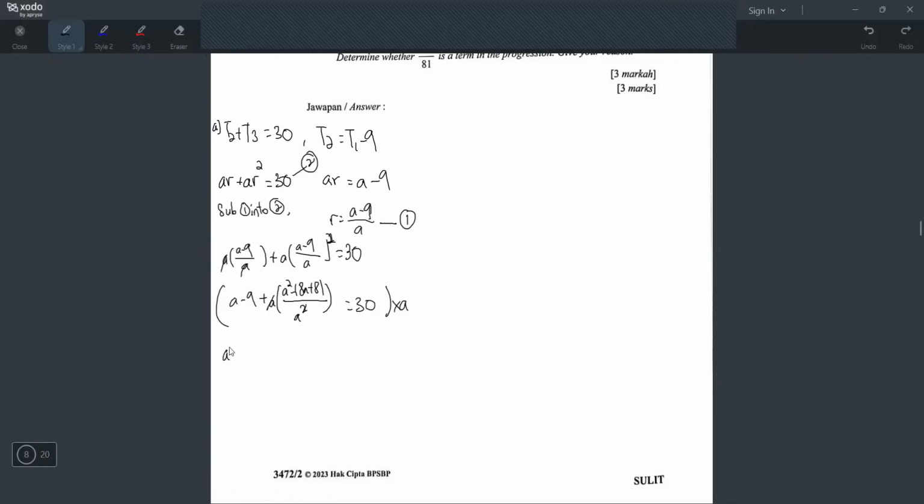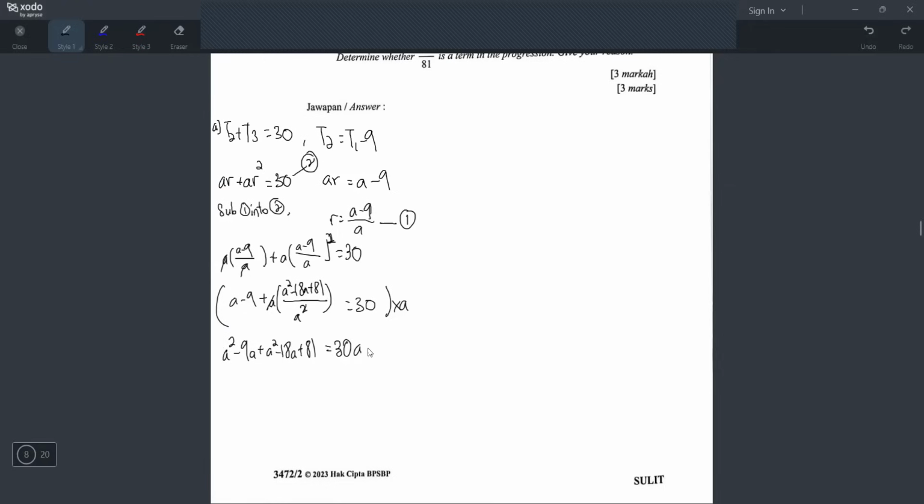So the a here will become a square, the 9 here will become 9a, and when you take this whole thing times a, the a and a can cancel. So whatever is at the top, you just write it down, 18a plus 81, like this, right? And then the 30 also times a becomes 30a, right? Okay, now it has a square, which means it becomes a quadratic.